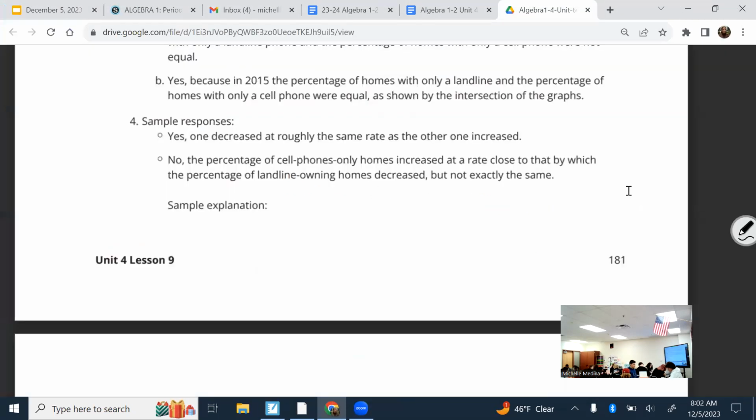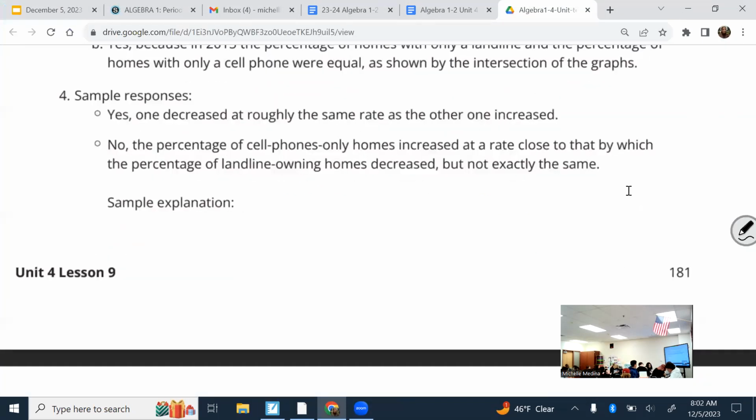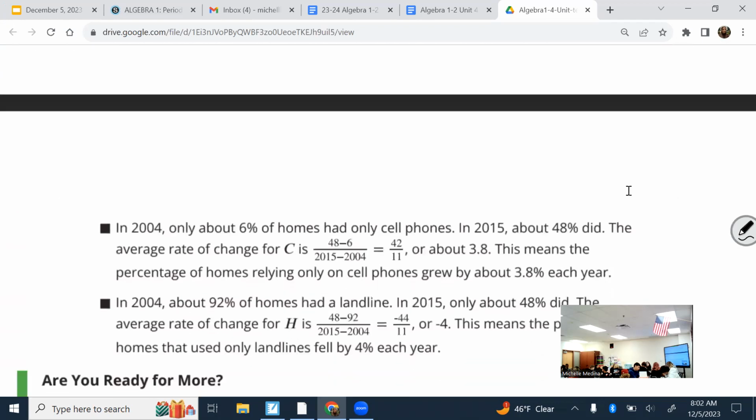So here's what the teacher guide says. Yes, one decreased at roughly the same rate as the other one increased, so just visually. And then someone else said, no, the percentage increased at a rate close to that by which the percentage of the other decreased and not exactly the same. To really support your answer, like on your state testing, you get more points if you include the calculations to support your answer.